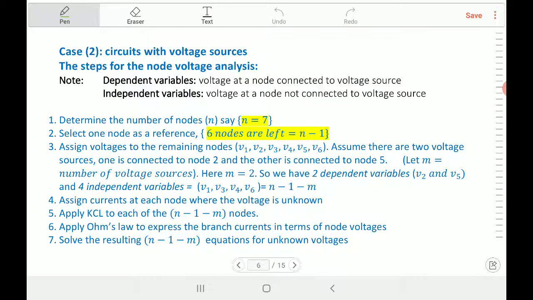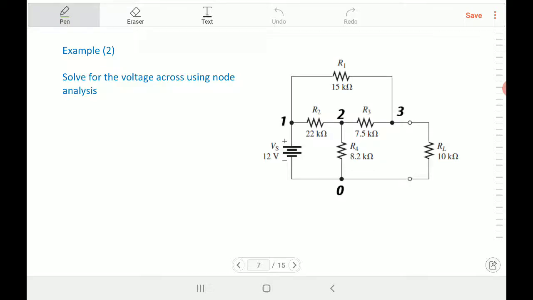What will you do? When you have a voltage source, it's a little bit different. It will be slightly different than when we did before, and I explain in these steps what you will do. As I said in the first case, it's not good to read the steps and then go implement them because it doesn't make any sense. But I will go ahead and do one example here.